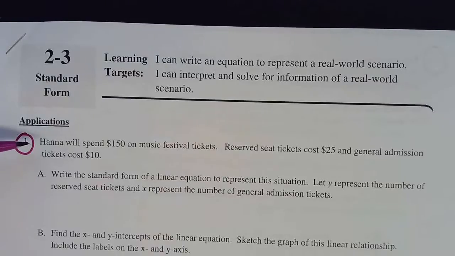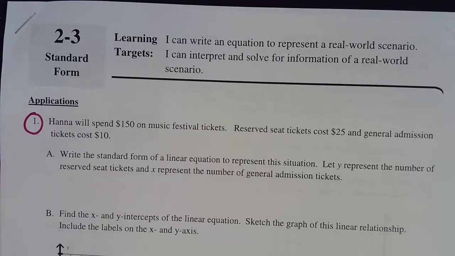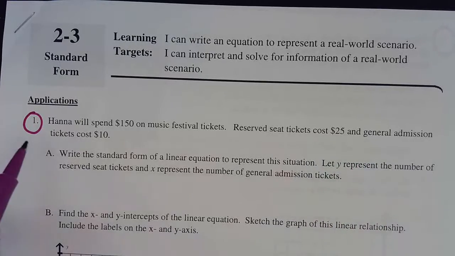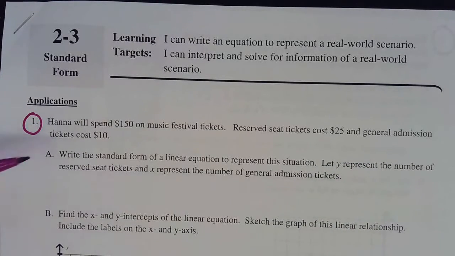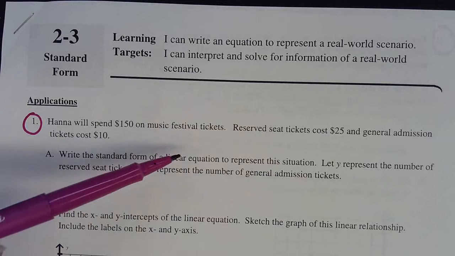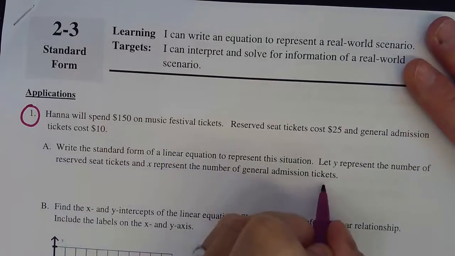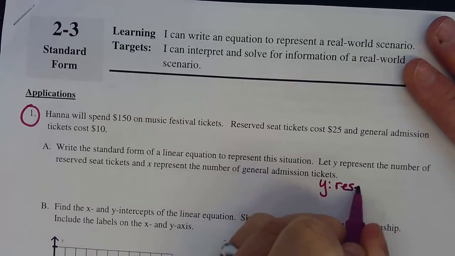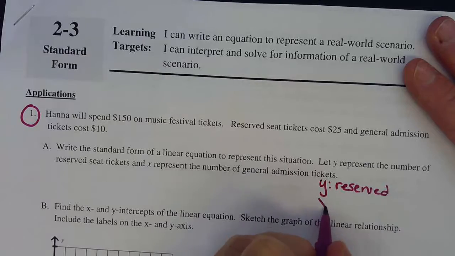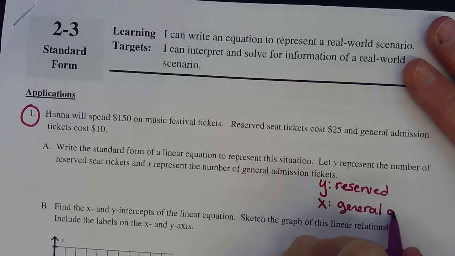So it says right here, Hannah will spend $150 on music festival tickets. Reserved seat tickets cost $25, and general admission tickets cost $10. Write the standard form of a linear equation to represent this situation. Let y represent the number of reserved seats, so y is reserved, and x represents the number of general admission.